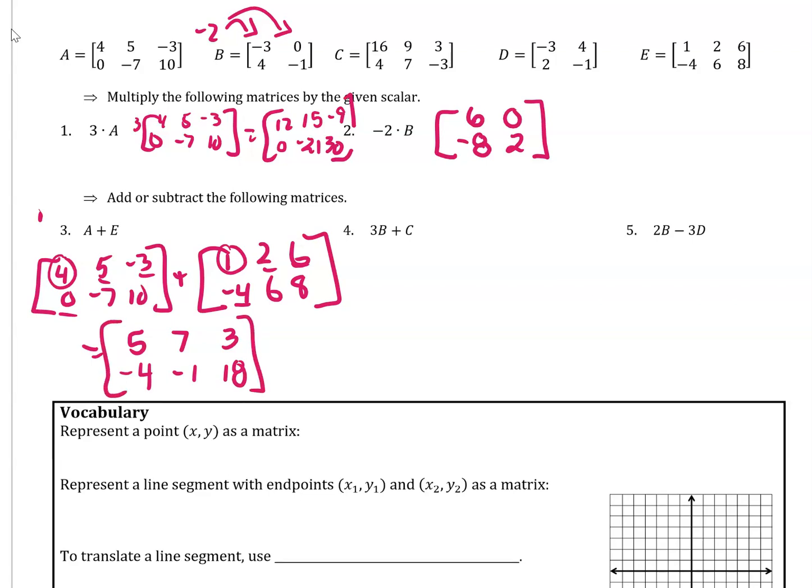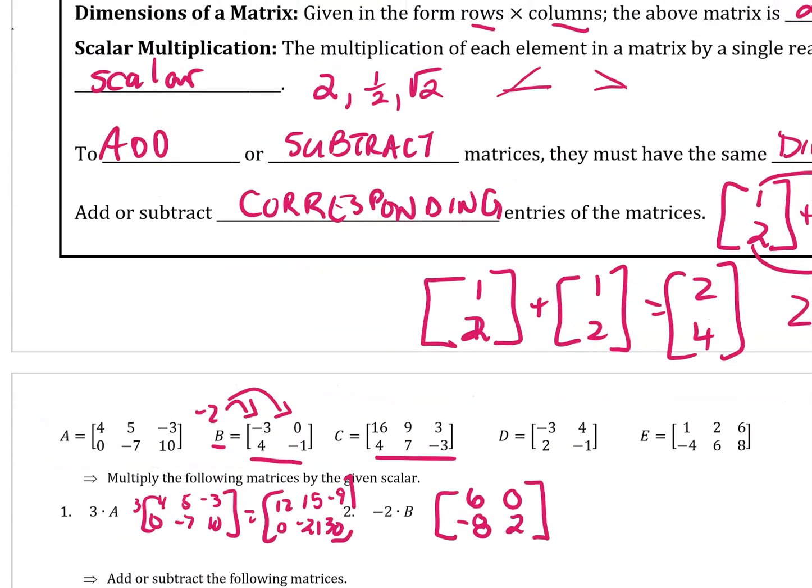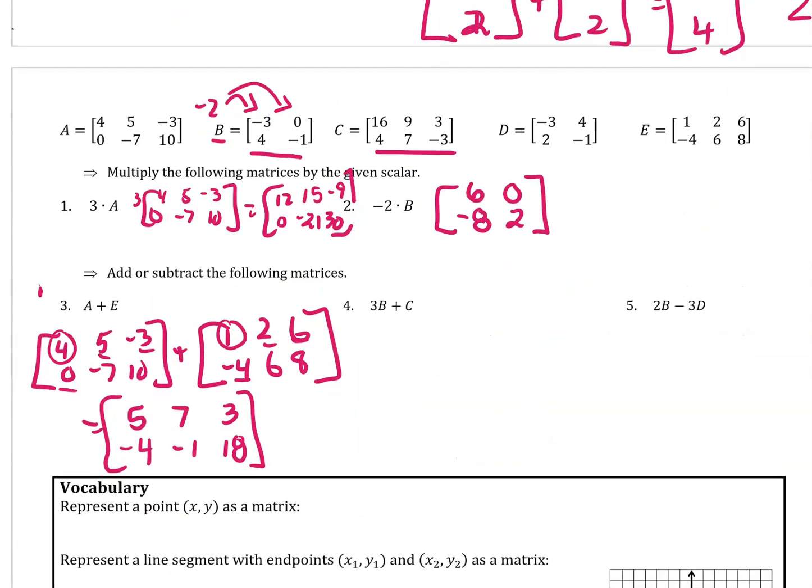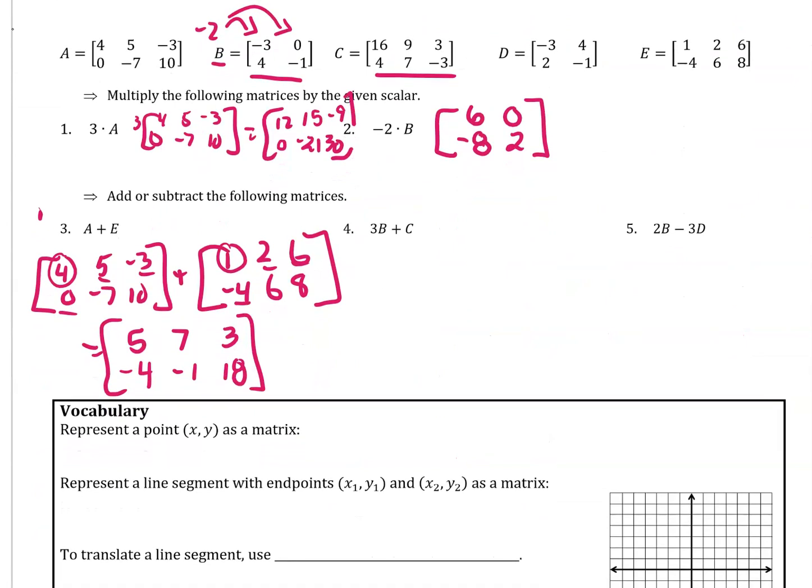On number 4, first I'm going to do 3 times B, and then I'm going to add C. So let's take a look. B is 2 by 2. C is 2 by 3. Well, in our notes, we just said they have to have the same dimension to add them together. So while I can compute 3 times B, I can't add it to C. So we can't do this one.